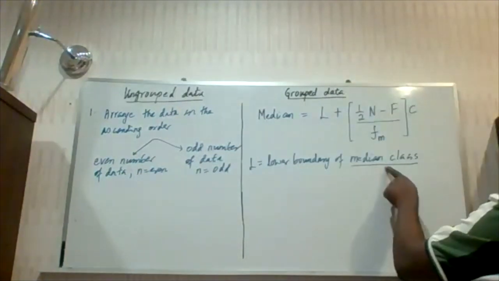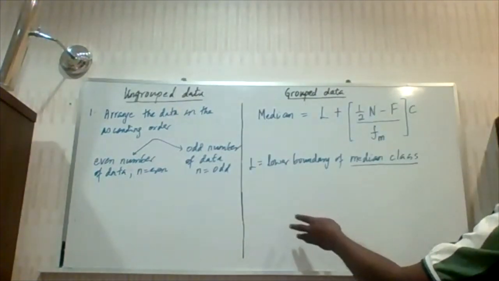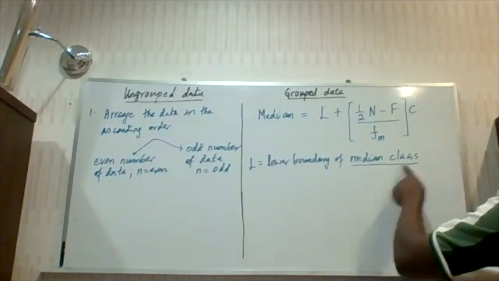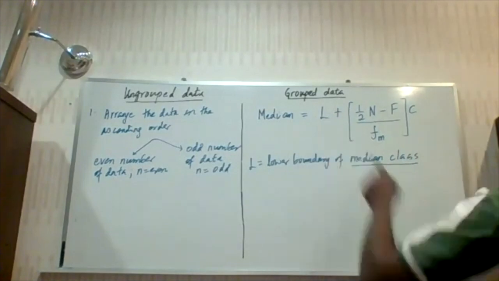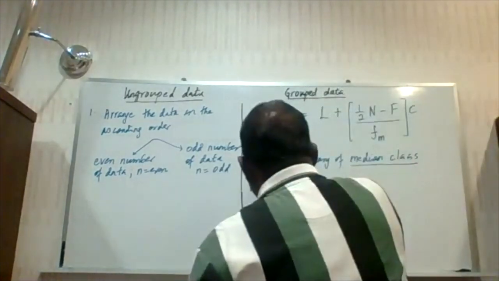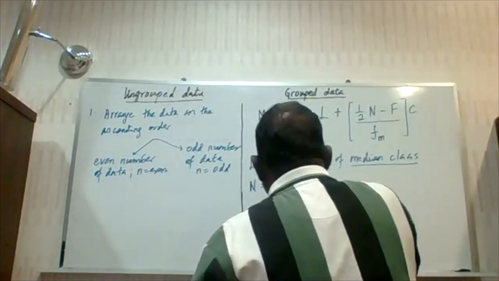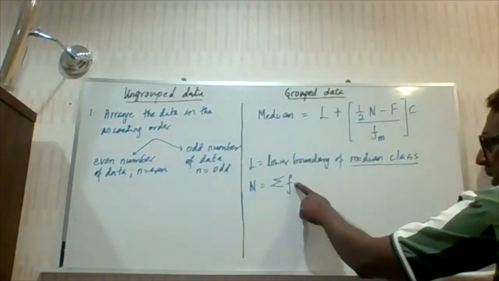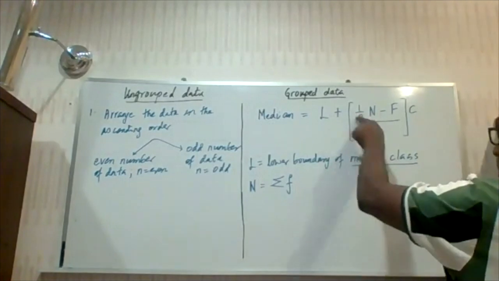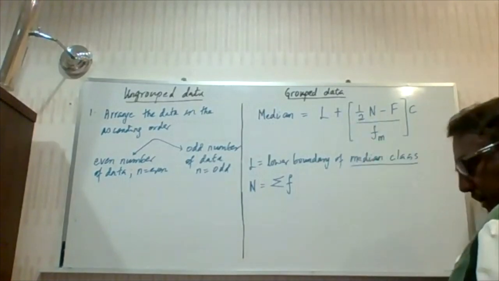Before you find the median, you have to determine the median class. I'll give you an example and show you how it is done. For that median class, you find the lower boundary, and that is what you enter here. Then what is N? N is basically sigma f, the total frequency. When you enter it in the formula, there's a half there, so you divide it by half.